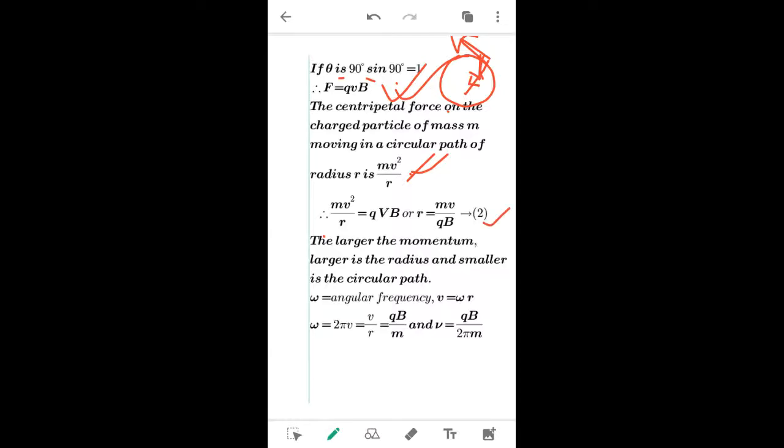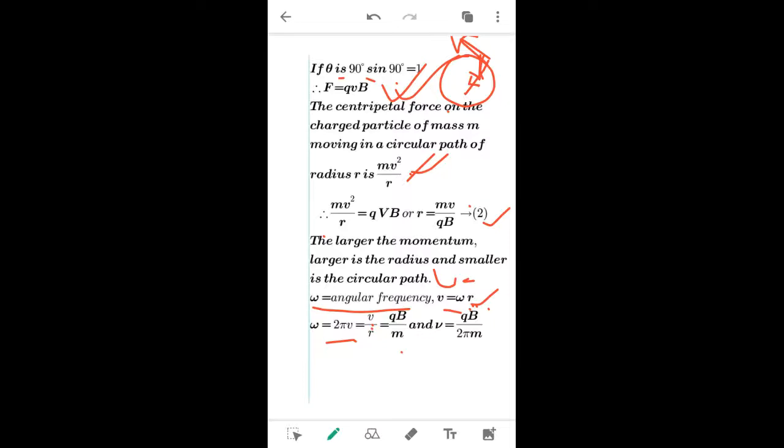In the first year you have studied the relation between linear velocity and angular frequency. So omega is the angular frequency, v equal to omega into r. So omega equal to 2 pi nu. Again we can write this as v by r. From here, omega is equal to v by r, we can write from this equation. So therefore we can substitute for v from this equation, so that we will have qB by m.